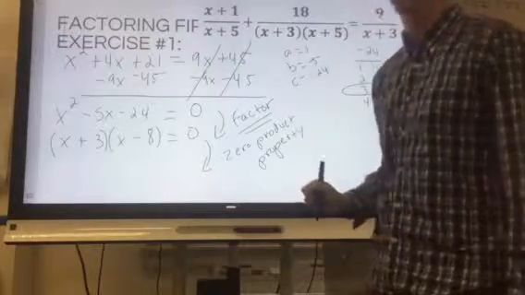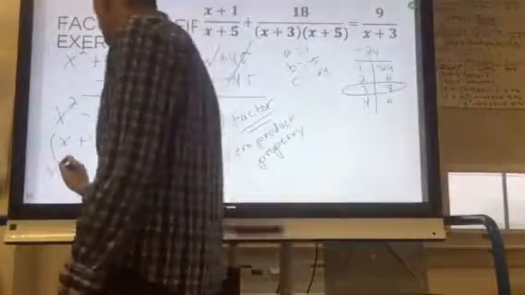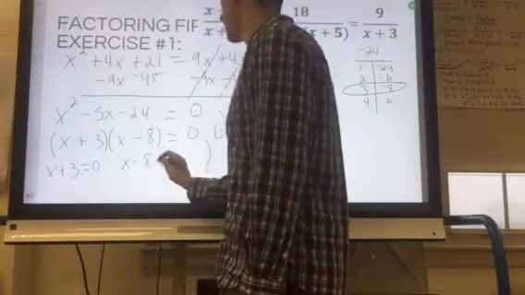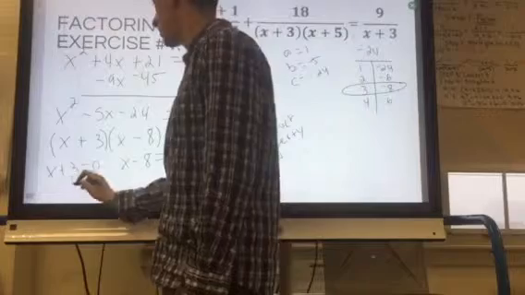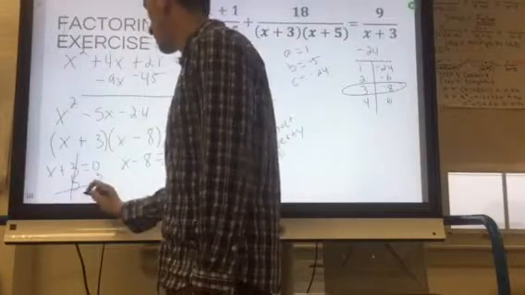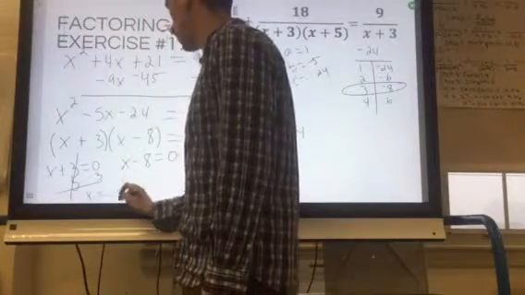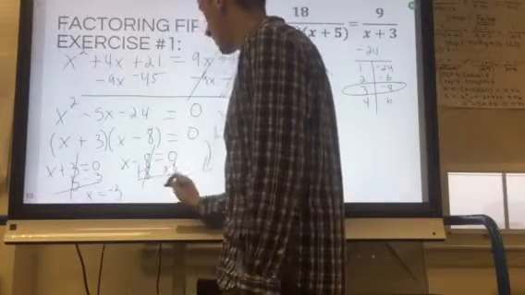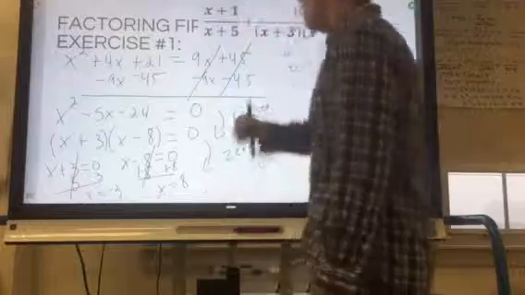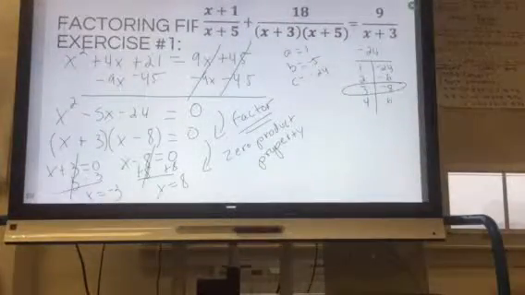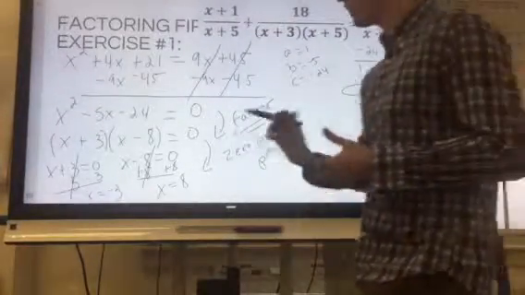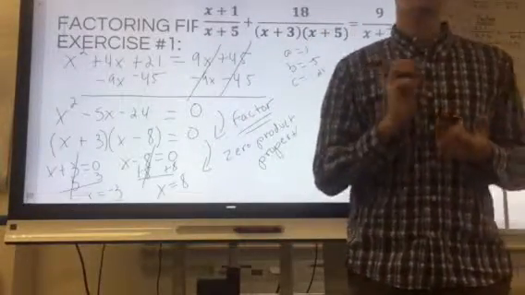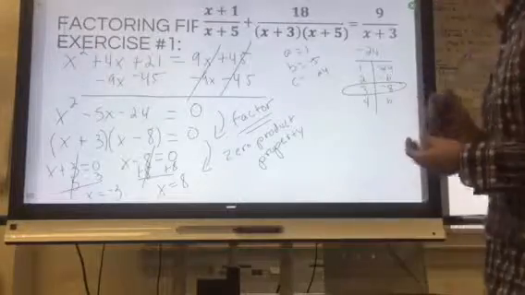To finish solving the equation, I'm going to say that x plus 3 is equal to 0, and that x minus 8 is equal to 0. Now I solve. X is negative 3, and X is 8. Now, we got 2 answers. We are not done. We need to check our work because one of these solutions can be extraneous.